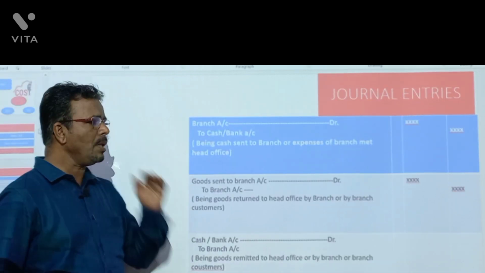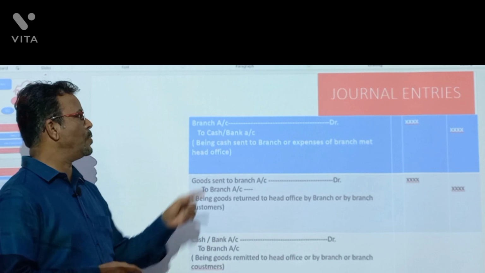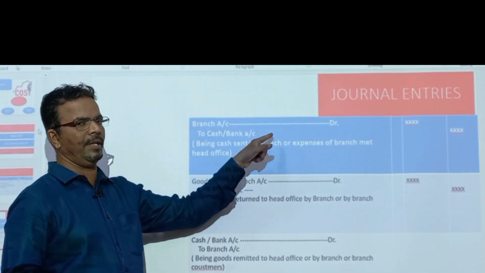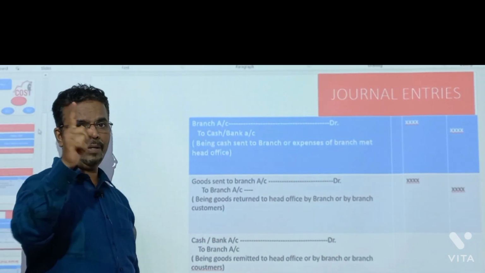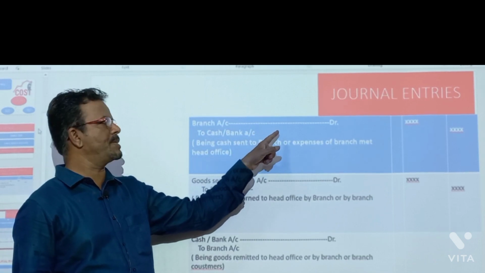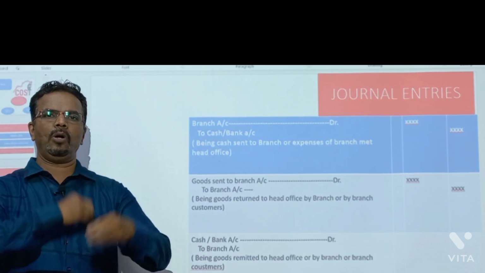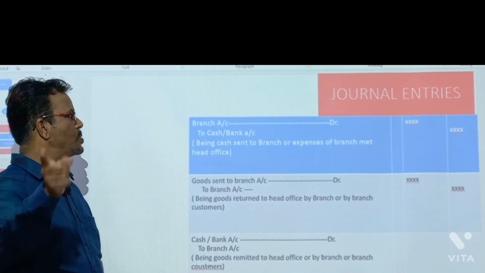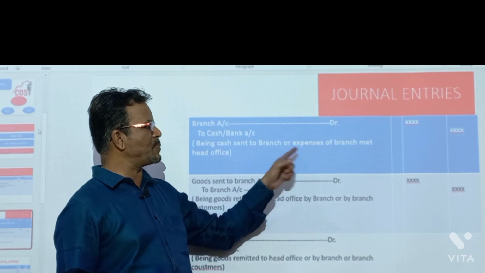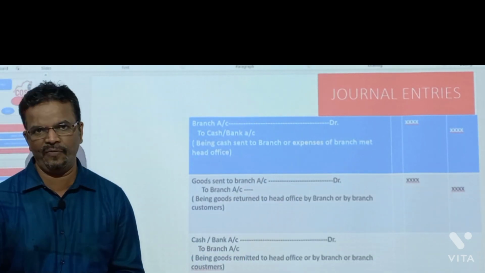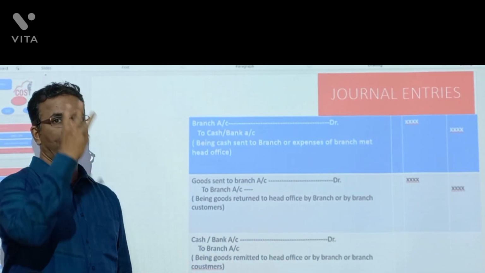Second, now the head office has sent cash to the branch for meeting small expenses. So again, Branch account debit to Cash. Branch is a debtor, and debtors means a personal account. For a personal account, debit the receiver, credit the giver. So the branch is on the debit side. To Cash, HO has given the cash. Cash is which account? Real account. A real account says debit what comes in, credit what goes out. So cash goes out, so cash is on the credit side. This is being cash sent to branch or expenses of branch made by the head office. Whenever cash is sent by HO, this is the entry. So the second is completed. Now the third.